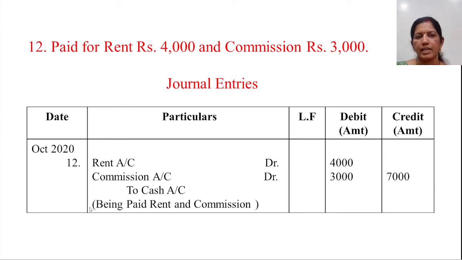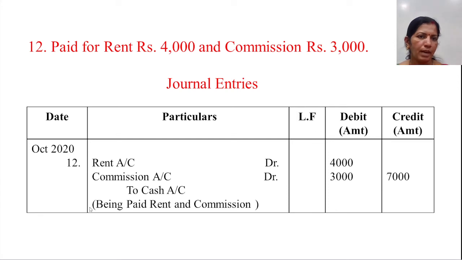See the transaction. Paid for rent rupees 4,000 and commission rupees 3,000. Here we paid, and paid means cash goes out. Rent is an expense. When we pay, it means expenses, rent and commission. Here two expenses are given separately, rent and commission, and we paid cash.